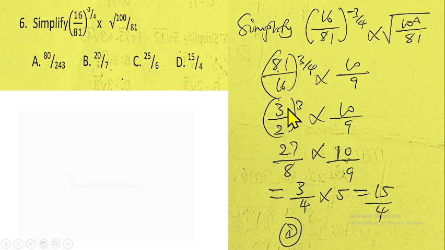Then that means this one will give us 3 raised to power 3, which is 27, over 2 raised to power 3, which is 8, times 10 over 9. Then from there, we can reduce this. 9 can go here, 1, and 9 here, will give us 3. Then 2 here, 4, and 2 here, 5. So we have 3 times 5 over 4 left, which is 15 over 4. So option D is the correct option for question number 6.